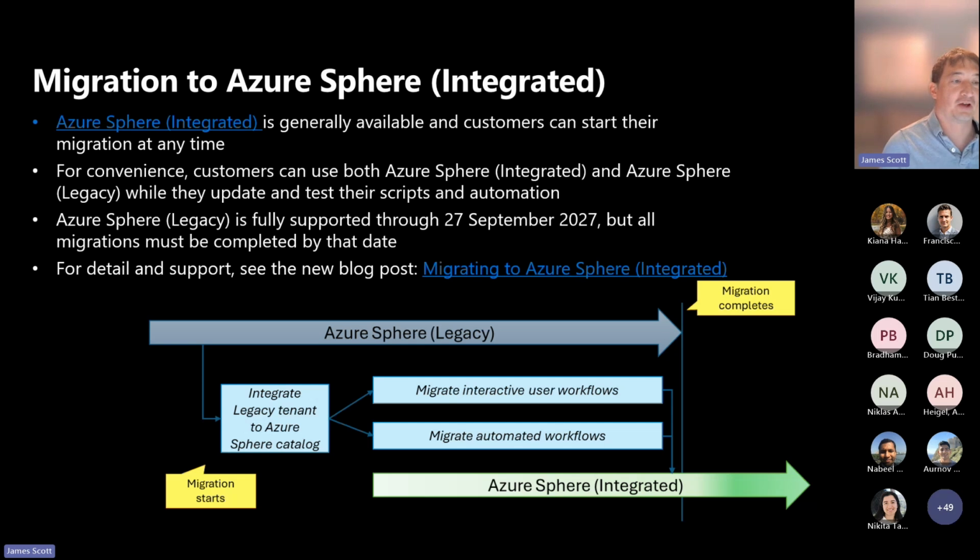Of course, we will turn off legacy access in 3 years' time on 27th September 2027, but we encourage people to migrate as soon as possible because of all those benefits of Azure Sphere Integrated that make it the better choice, the more secure choice, the more observable choice. So that's it for me. Happy to take any questions when we're in the Q&A part.